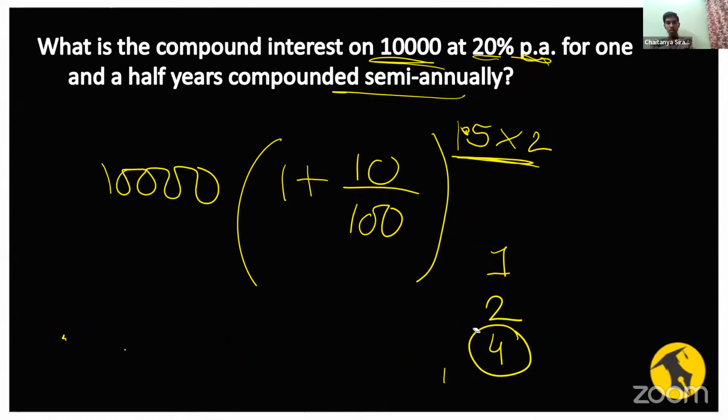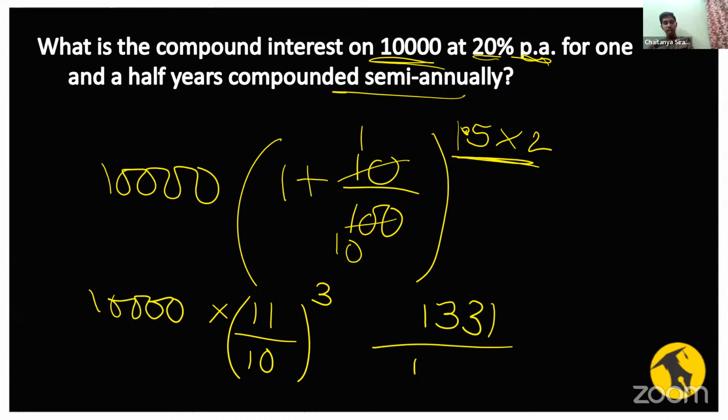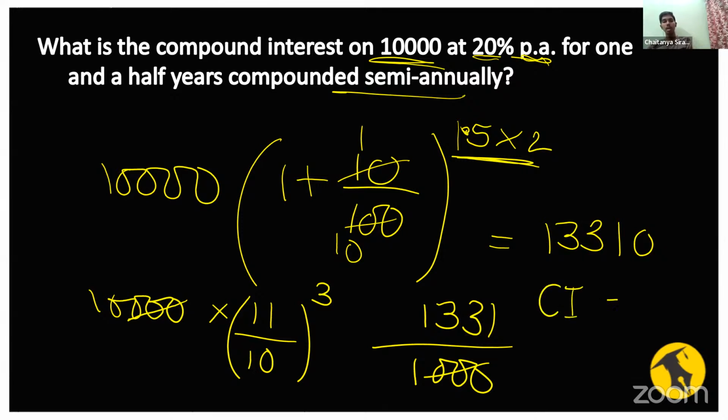So how much would it be? It would be 10,000. I can do 1 by 10, so this will be 10,000 into 11 by 10 to the power 3. If you know the cube of 11, it is 1331 and the cube of 10 would be 1000. I can cancel out 1000. The final amount would be 13,310. So the compound interest would be 3,310. All right.